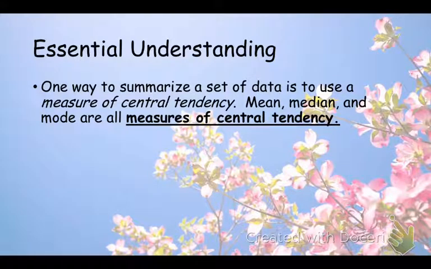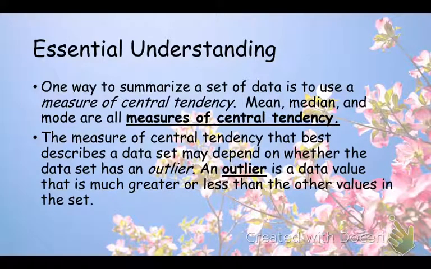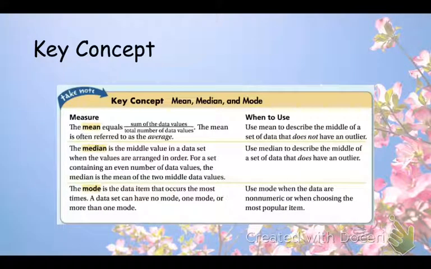To get us started, a way to summarize a set of data is to use a measure of central tendency. We might not use that phrase very often, but basically we're talking about mean, median, and mode. Those are all measures of central tendency. The measure of central tendency that best describes a data set may depend on whether the set has an outlier. So here we have a vocab word. An outlier is a data value that is much greater or much less than the other values in the set. So it kind of doesn't fit with the rest here. So mean, median, and mode.